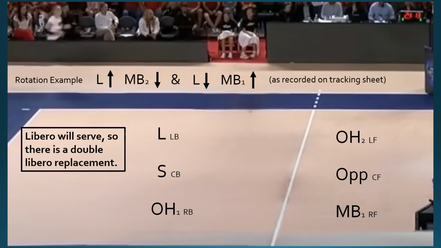In our example, we're just starting the set, so let's say the libero will serve. When a libero moves to serve, we actually have two libero replacements occurring during the same dead ball. The middle blocker that the libero had replaced comes back in, and the libero replaces the middle blocker who would be rotating to the back row. And those two replacements would be recorded on the libero tracking sheet.